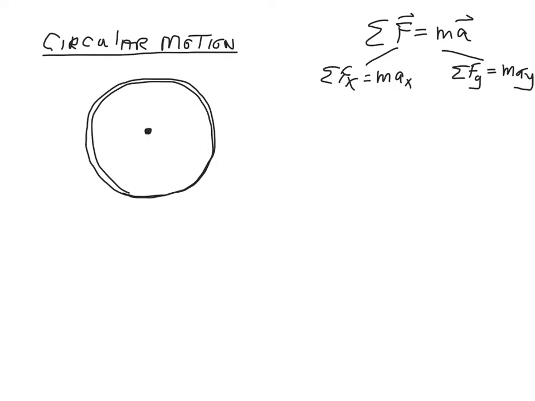It could be a runner or a car driving around a track at a constant speed. So even though the speed isn't changing, the object's accelerating. So circular motion is always, under all circumstances, accelerated motion.